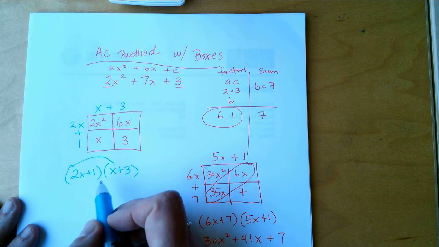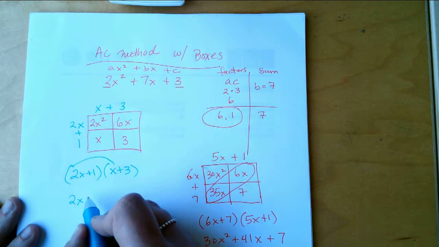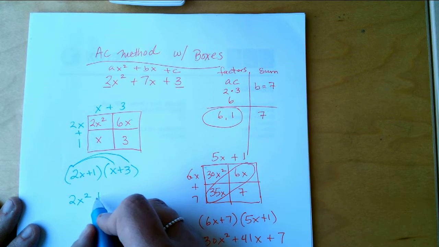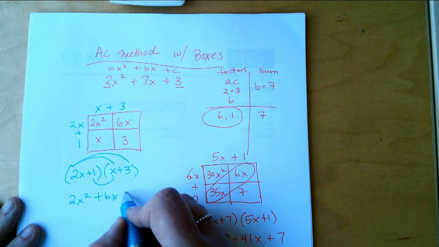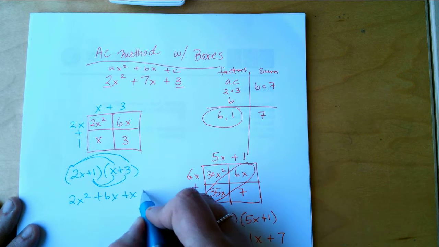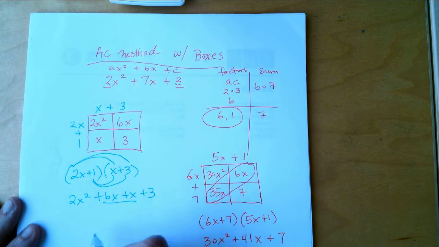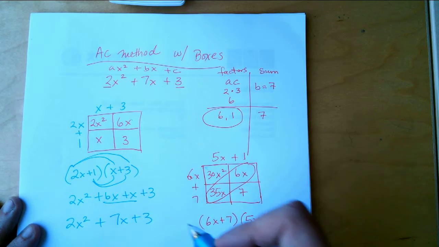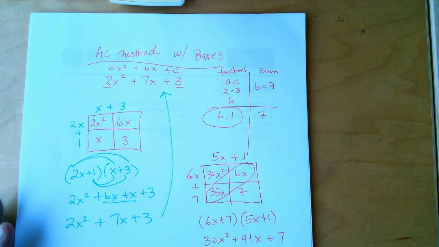And again, we could FOIL it. This is the exact same thing I just did in the box. 2x times x gives us 2x squared. Here's your 6x. Here's your x. And here's your 3. Then if we combine our like terms, you get 2x squared plus 7x plus 3, which takes you back to the original problem.